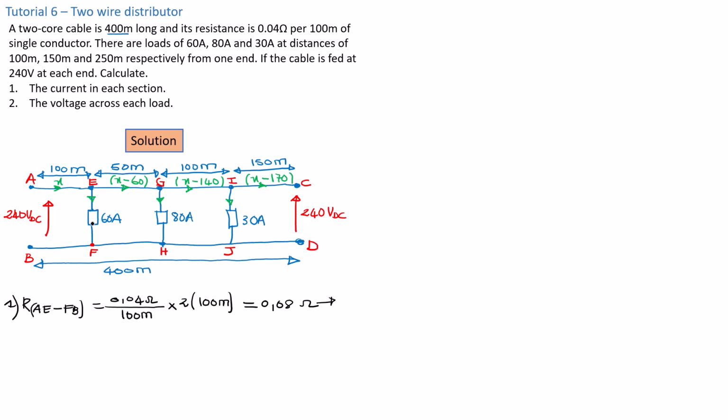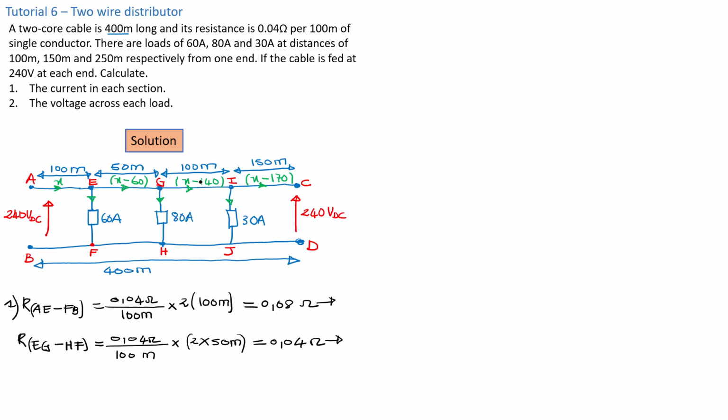Now we move on to the next section. So that is R EG to HF, and the resistance on this section is 0.04 ohms per 100 meters times 2 times what? 50 meters. And this into the calculator gives us a value of 0.04 ohm.